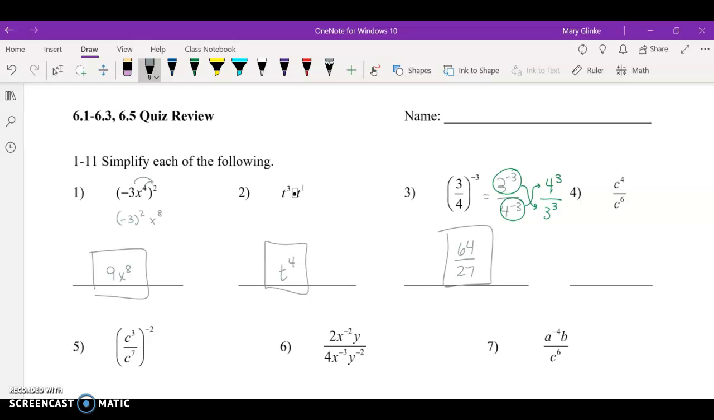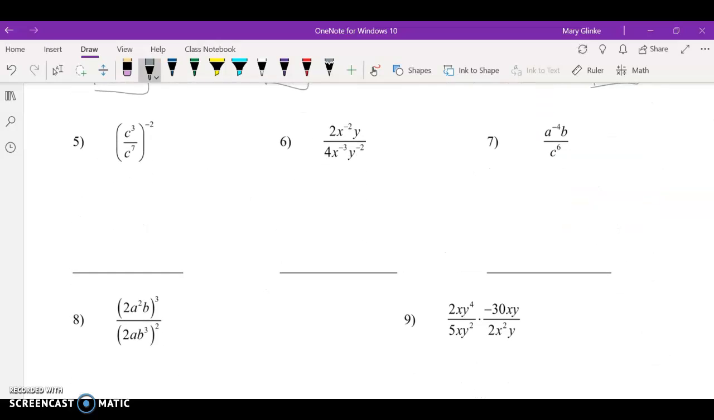For my next one, I have 4 c's in the numerator and 6 c's in the denominator. 4 of them are going to cancel out. I have 2 left over, but they're left in the denominator. So it is 1 over c squared. Or you can subtract your exponents. You get c to the -2nd and move it down to the denominator. You'll get the same answer.